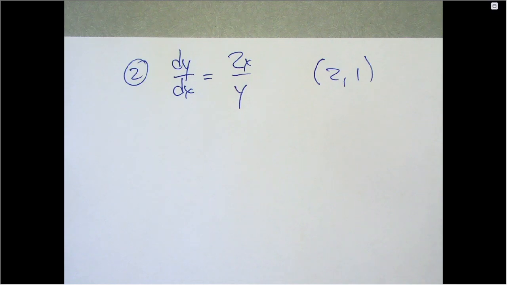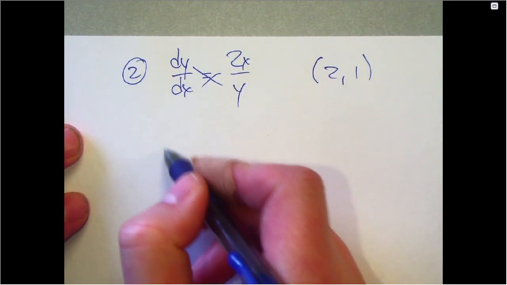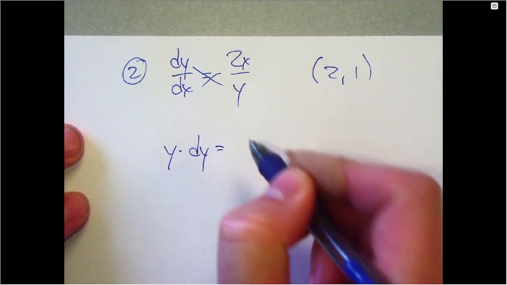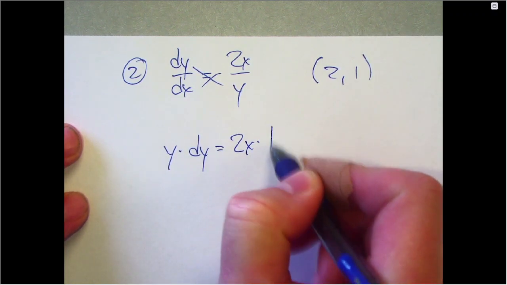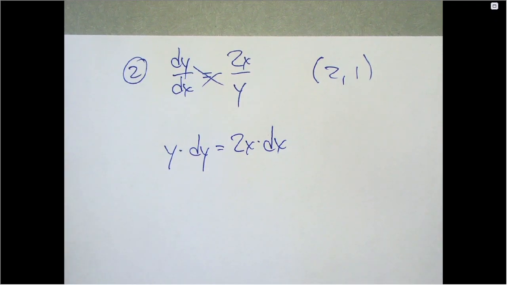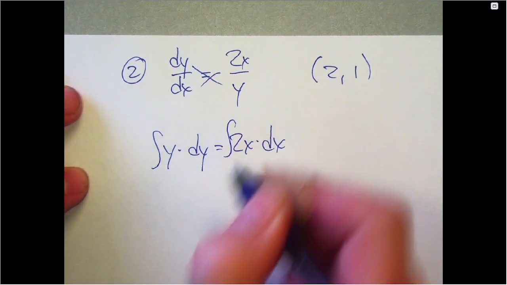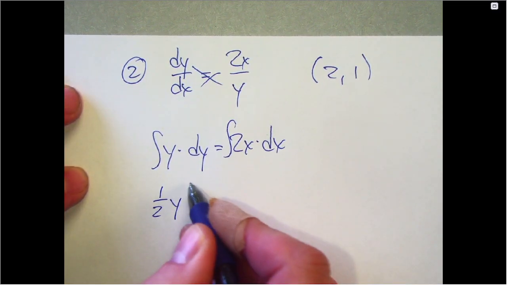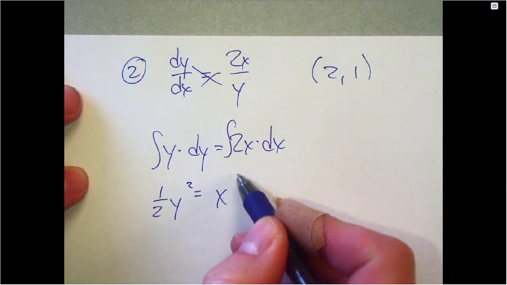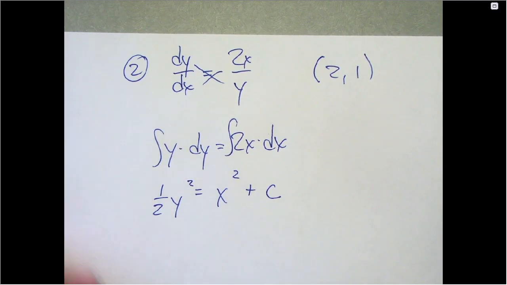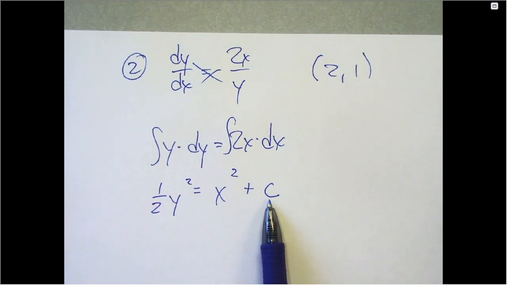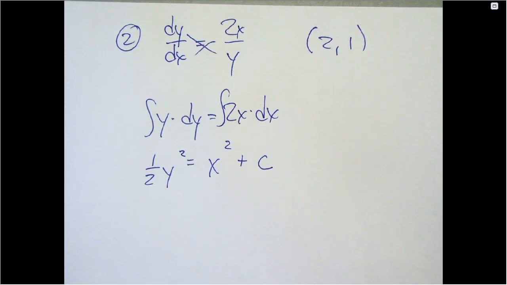So let's separate. I'm just going to cross multiply. So y times dy equals 2x times dx. Then what? Now integrate. 1/2 y squared equals x squared. There's really a plus c in both spots, but I'm just going to do it on the right. And then we got to decide.